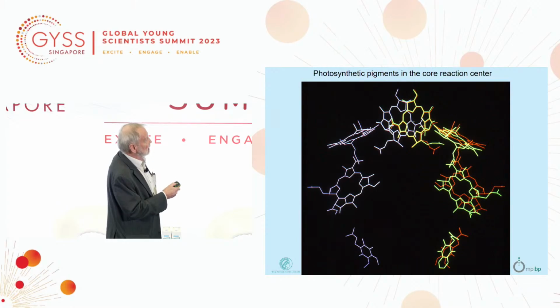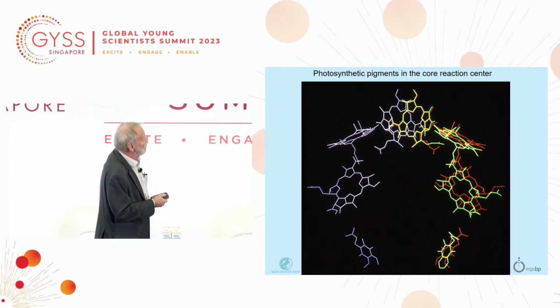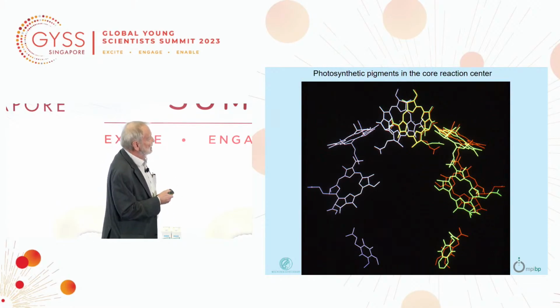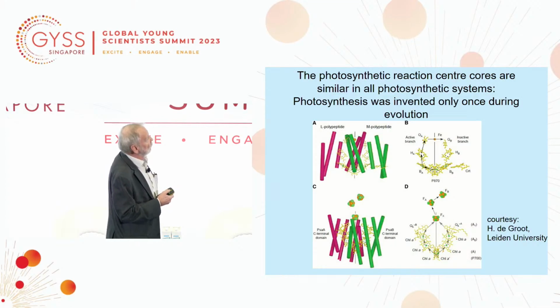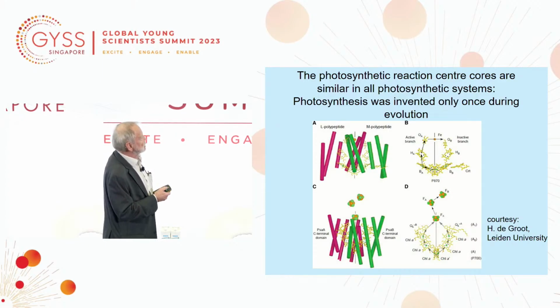And this branch is not used for electron transfer, maybe used for light harvesting complexes, but it's still there. Evolution did not get rid of it. And we find this theme in all photosynthetic reaction center cores. Now people were able to crystallize and get structures of all different types of photosynthetic reaction centers.